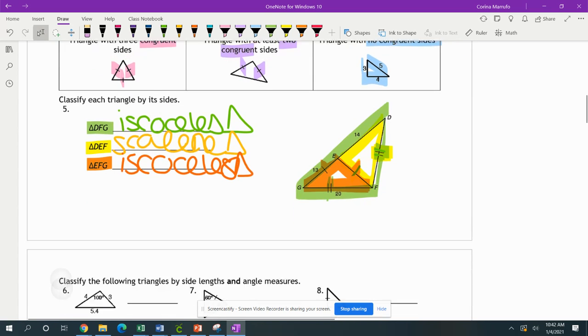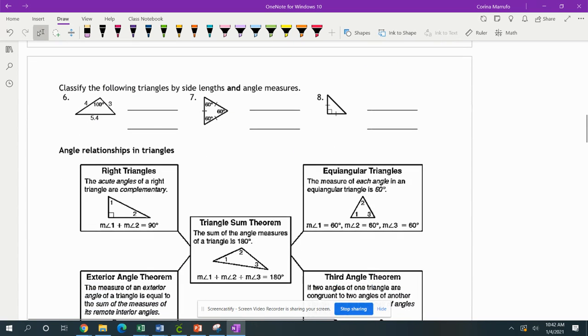Okay, let's go ahead and look at the next one. They want us to classify the following triangles by side lengths and angle measures. So we're going to do both. First we look at this one. The side lengths are 4, 3, and 5.4. They're all different, so that's a scalene. And then we look at the angles. It has one obtuse angle. It is 100, so this is a scalene obtuse triangle.